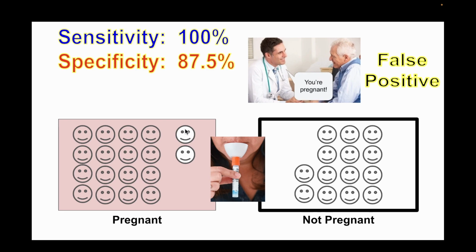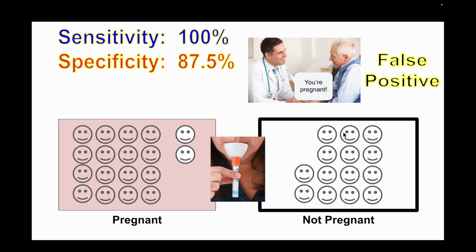If a friend of yours took my new pregnancy test and the test said they were negative and they asked you if it's reliable, what should you tell them? You would say yes, because since the sensitivity is 100%, 100% of pregnant women are in the pregnant category. That means only non-pregnant women are in the not pregnant category.